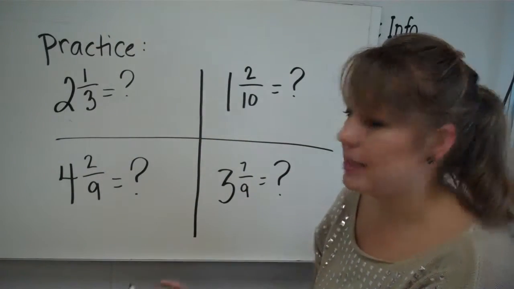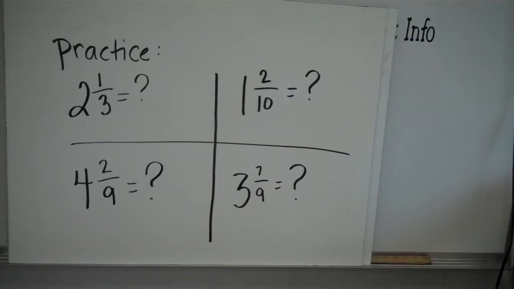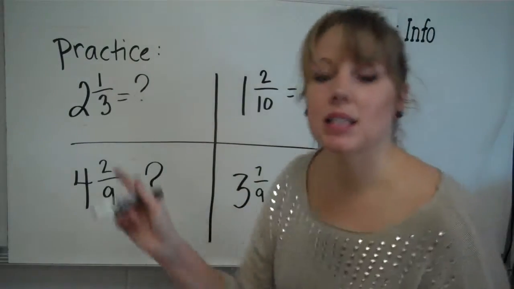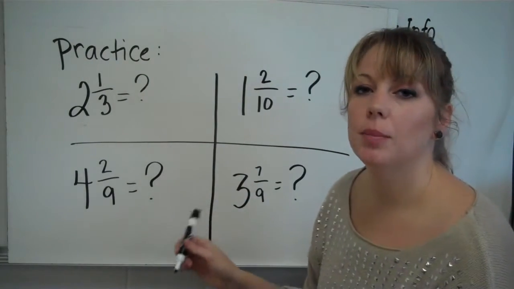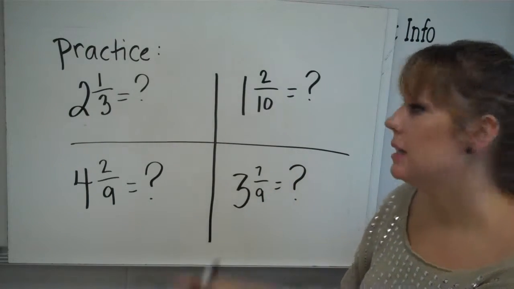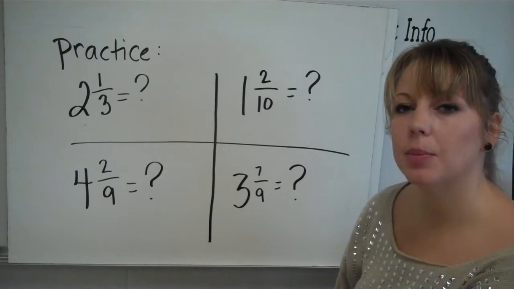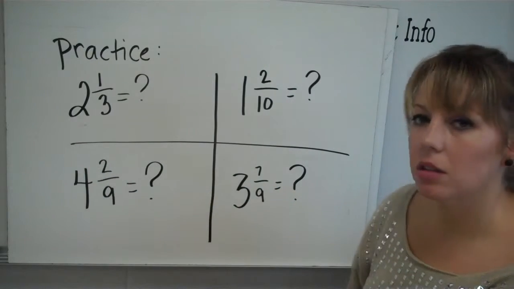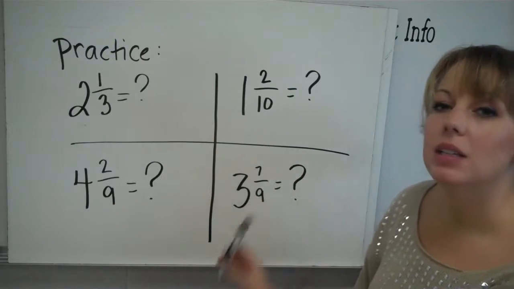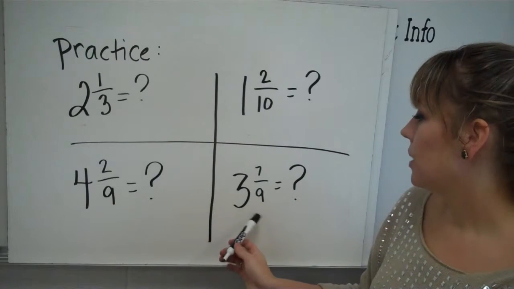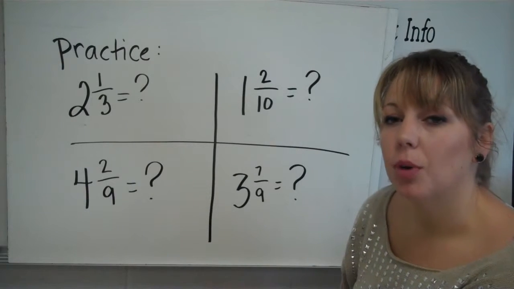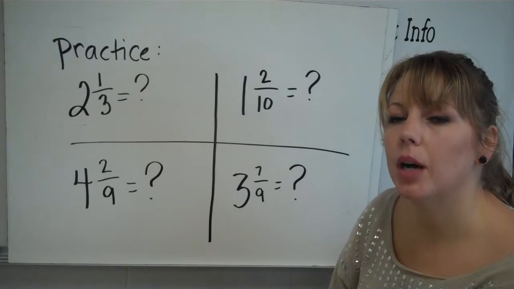Alright, let's just take some time and practice changing mixed numbers into improper. So I want you to go ahead and write down all 4 of these that we're going to practice, and I just did a grid here to keep them separated. You have 2 1/3, 4 2/9, 1 2/10, and 3 7/9. And I want you to practice changing it from mixed to improper.